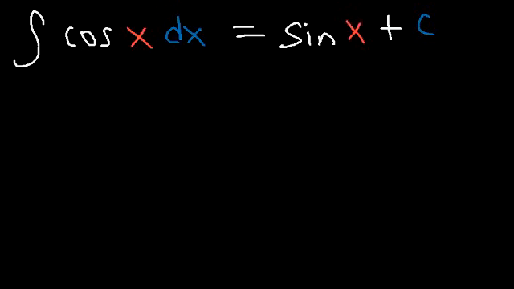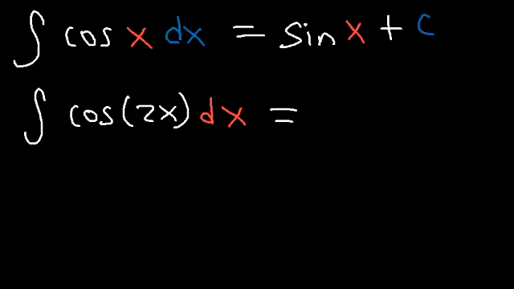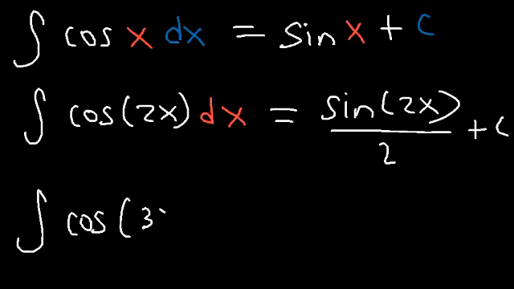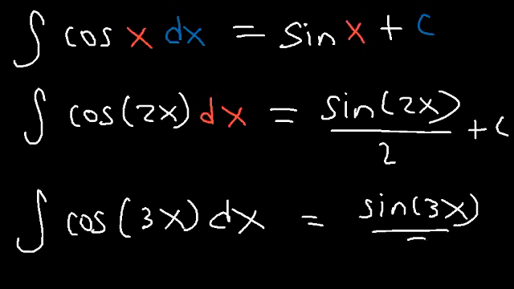So if that's the case, what is the antiderivative of cosine 2x? The antiderivative of cosine 2x is going to be sine 2x divided by the derivative of 2x, which is 2. Now remember, make sure that this is a constant. If it's a variable, it's not going to work. So plus c. If you differentiate sine 2x, it's going to be cosine 2x times 2. That second 2 will cancel this one. So therefore, the antiderivative, let's say, of cosine 3x, it's going to be sine 3x divided by 3 plus c.